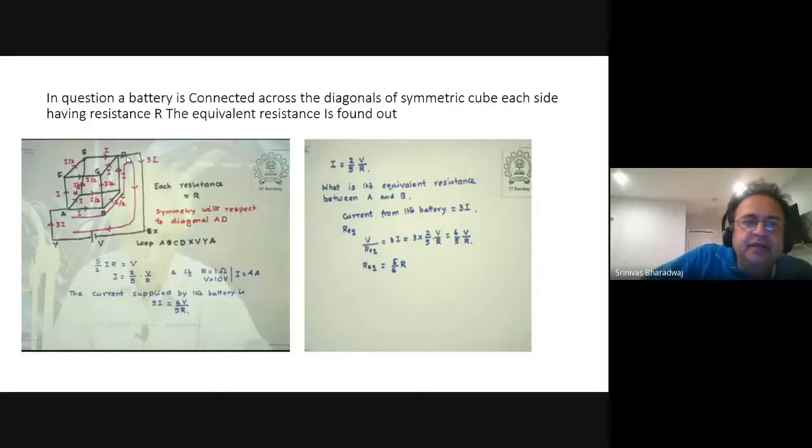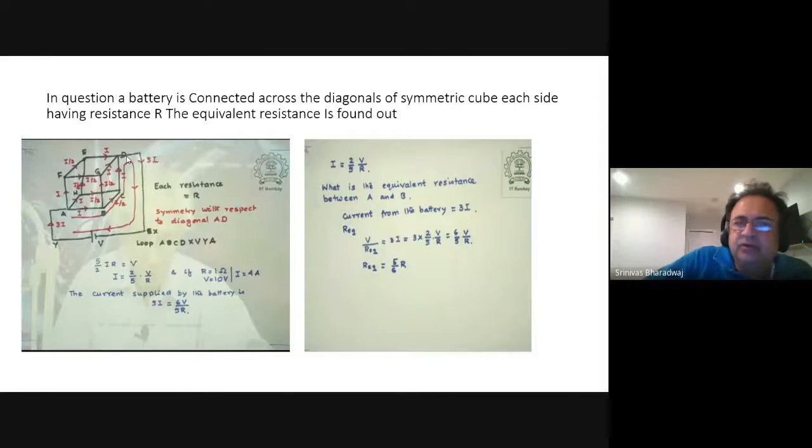Okay. So in this case, what is the effective current, right? You can then evaluate that. Okay. So each resistance is R, right? So the current supplied by the battery is 3I equals 6V divided by 5R.